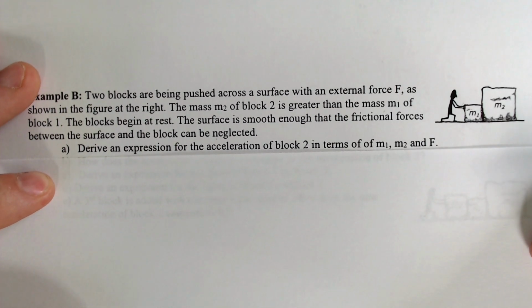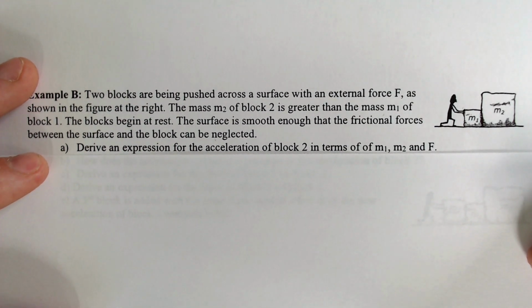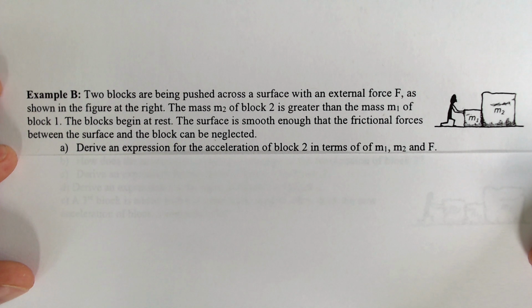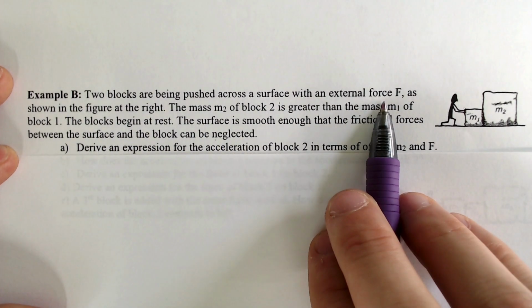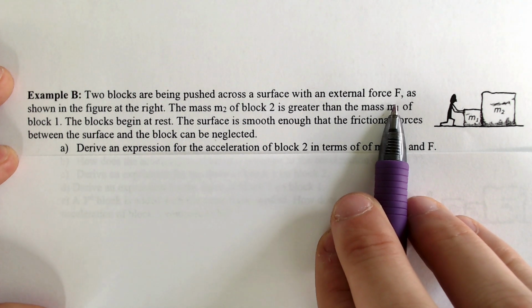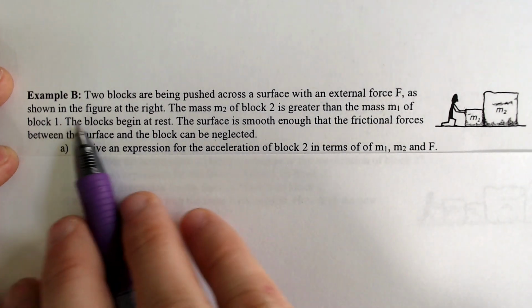The first time we're going to go through this is with numbers. We're going to create some numbers to make it make sense. So two blocks are being pushed across a surface with an external force F. Great. That's the human. As shown on the figure on the right.